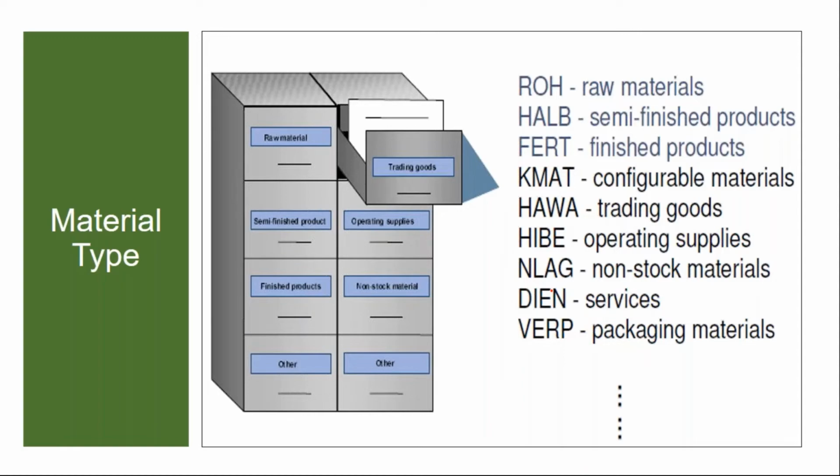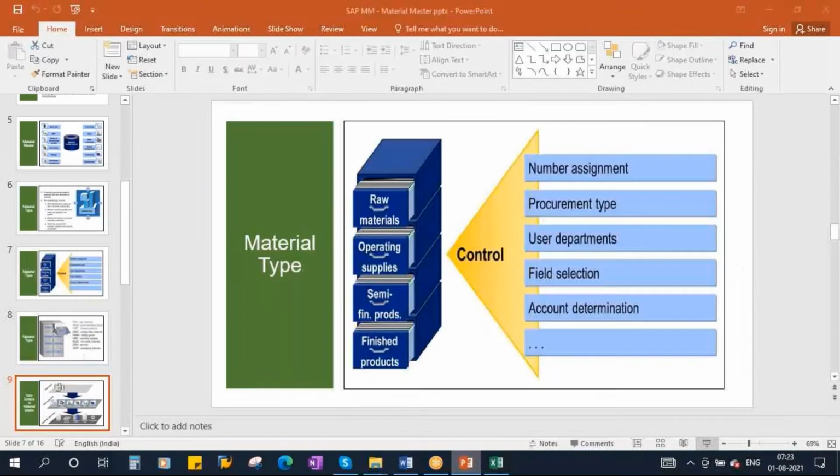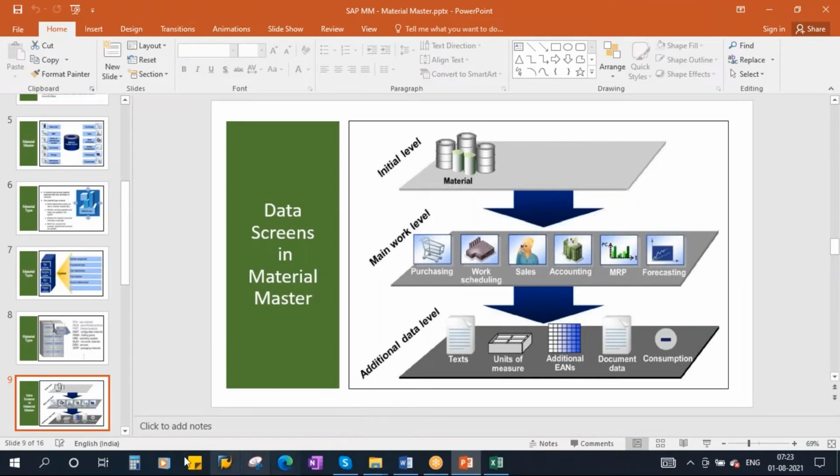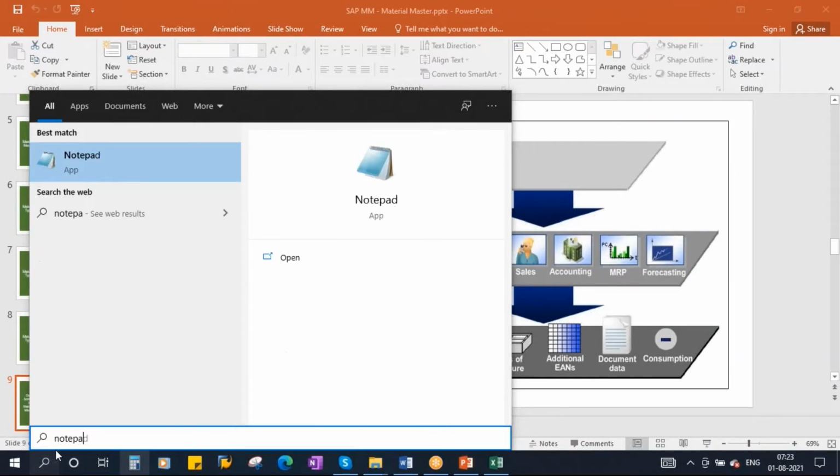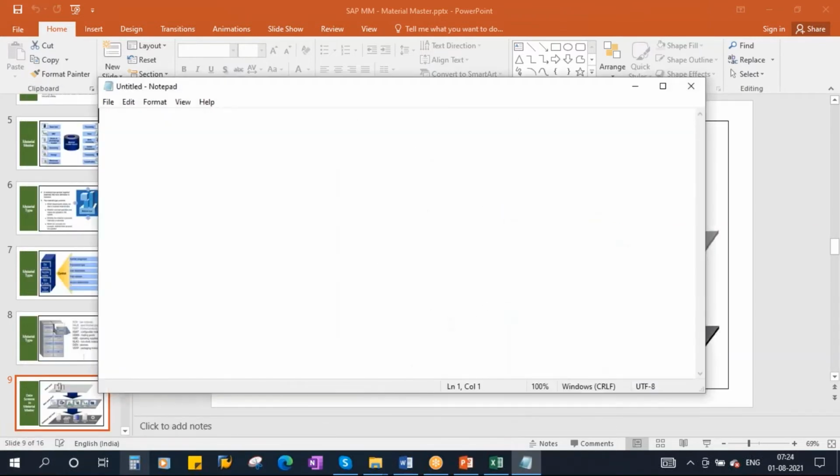Okay, so now let's start creating the material master. The T-codes to create the material: create is MM01. Change is MM02. And display is MM03. Okay, just give me one minute.